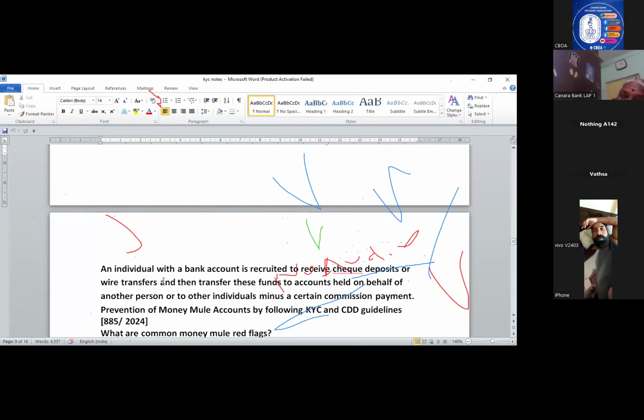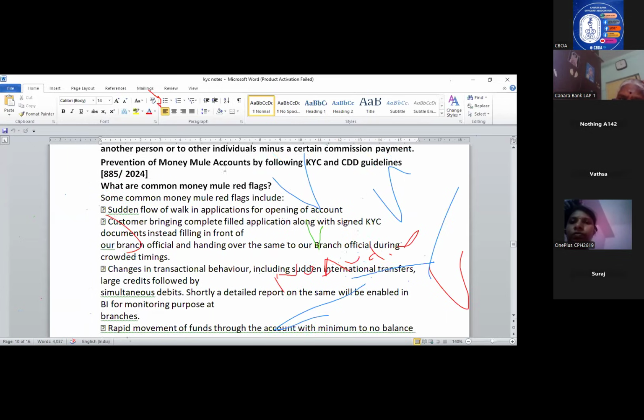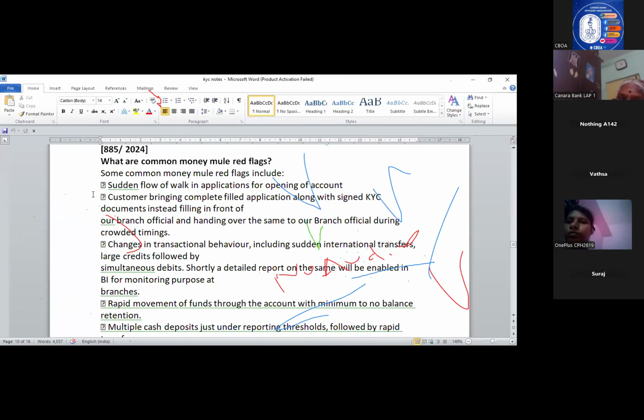money mule. An individual with a bank account is recruited to receive check deposits or wire transfers and then transfer these funds to accounts held on behalf of another person or to other individuals minus a certain commission amount. Okay, this is money mules. And as per our circular, these are the common red flags.